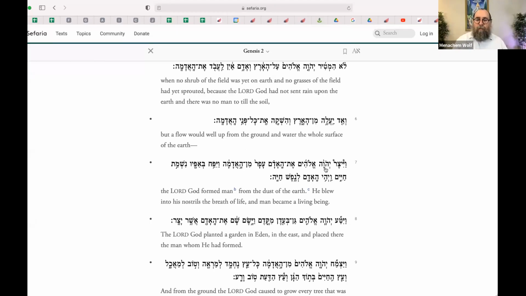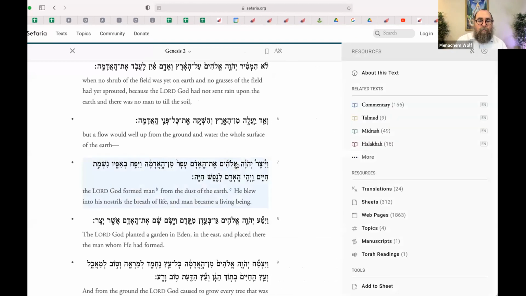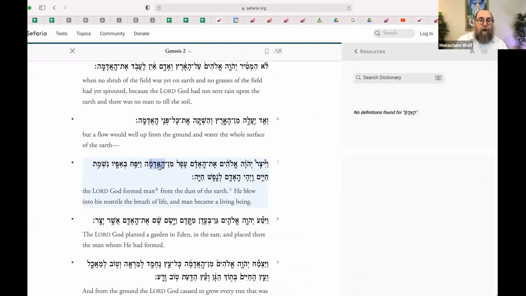Okay, so we've got Vayitzer Hashem, and Hashem formed Es Ha'adam, the human, Afar min Adama, from dust of the earth. So look at this word, Ha'adama. I'm going to highlight. Here we are. Look, Aleph, Daled, Mem. Same as over here, Aleph, Daled, Mem. Es Ha'adam, the person, Min Ha'adama, from the earth.